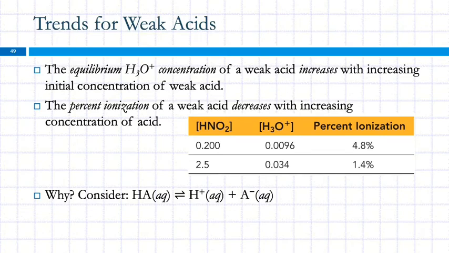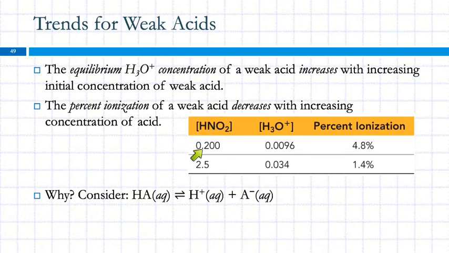So, trends for weak acid. The equilibrium H3O plus concentration of a weak acid increases with the initial concentration of weak acid, but the percent ionization of a weak acid decreases as the concentration gets larger. That's not intuitive.